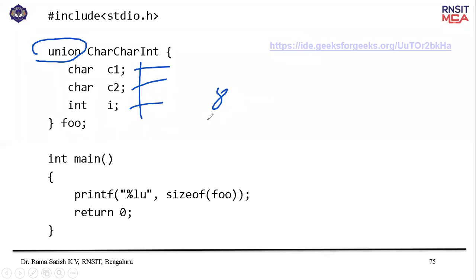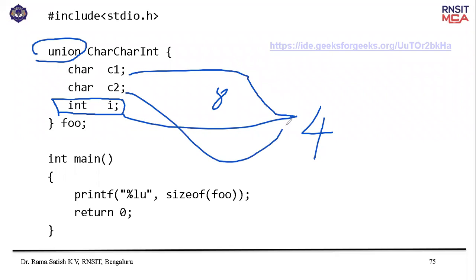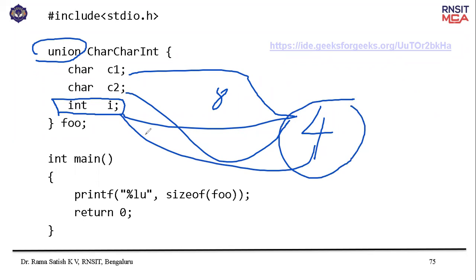But now memory is not allocated to everyone. Memory is going to be allocated to only the highest member. Who is the highest member? Integer I. So integer I will store only 4 bytes. And these 4 bytes are shared for C1 also, for C2 also, and for I also. So the same memory is shared for all 3 members. All 3 members share the same memory.